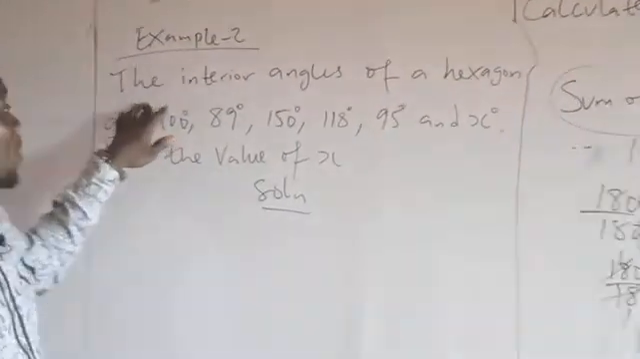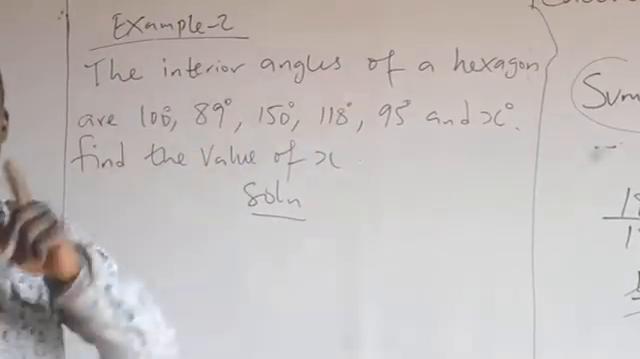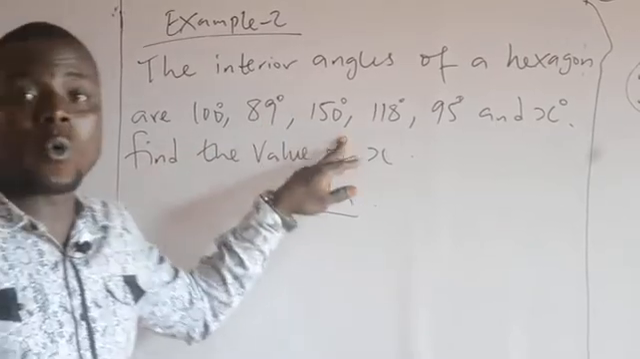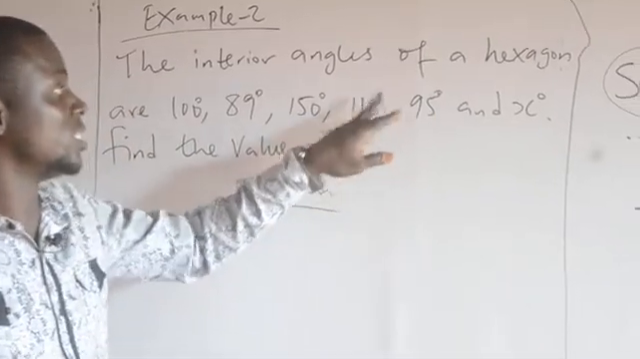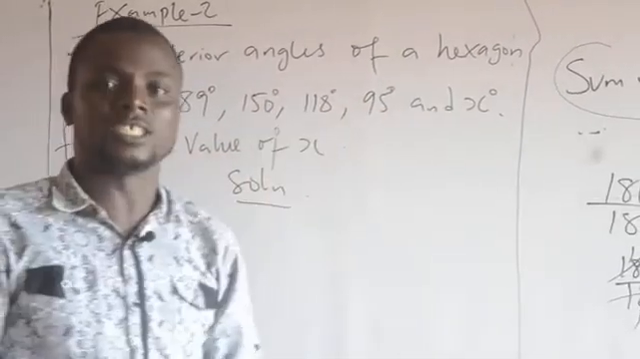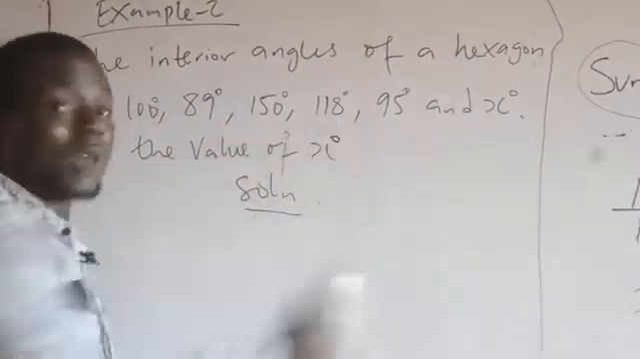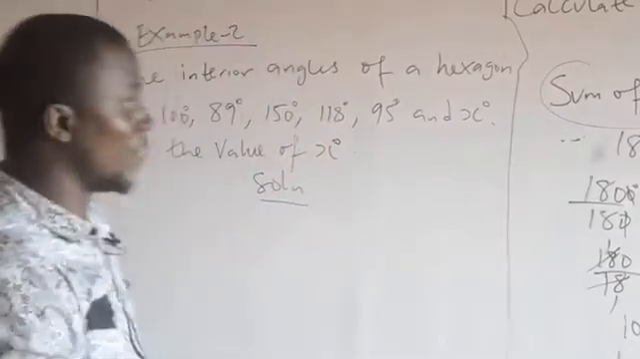The question is: the interior angles of a hexagon are 100 degrees, 89 degrees, 150 degrees, 180 degrees, 95 degrees, and S degrees. Find the value of S. S is the unknown angle. Hope you are following me, students. It's alright. Find the value of what?